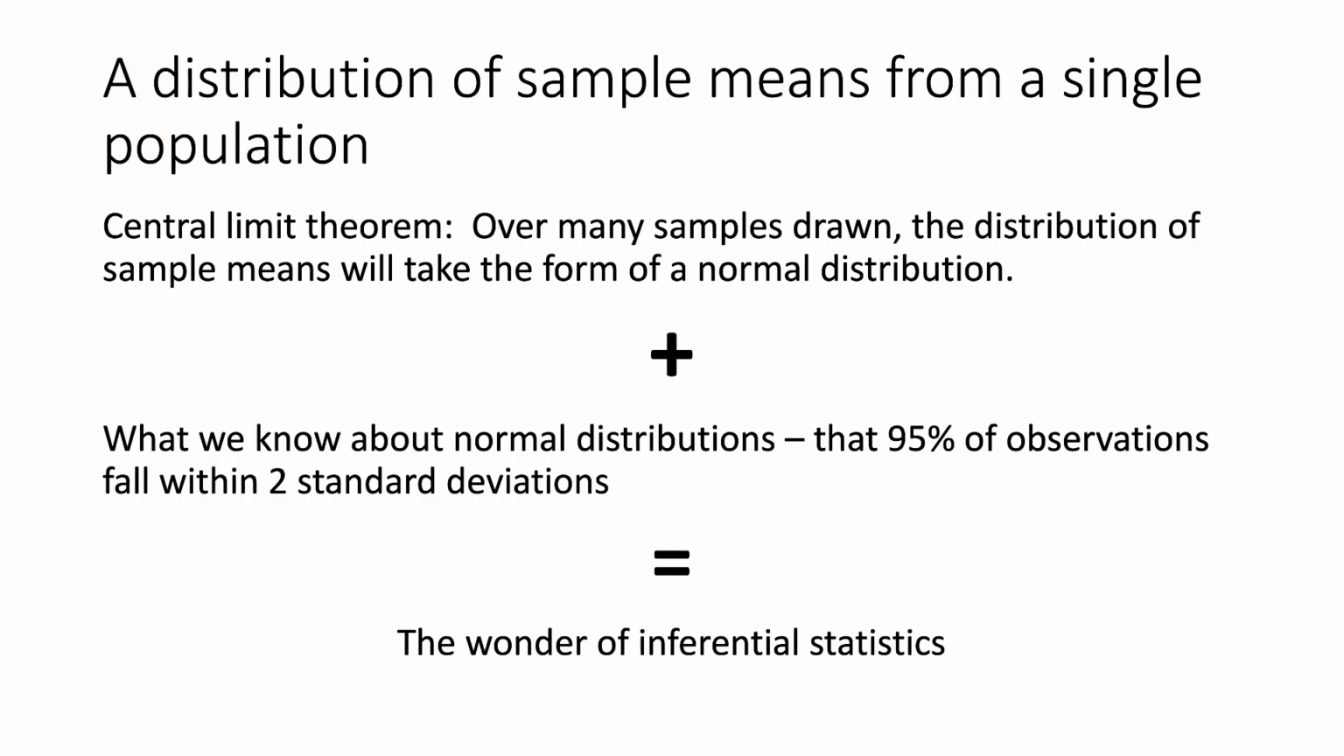Over many samples drawn, the distribution of sample means will be a normal distribution. You can add that to what you know about normal distributions, that 95% of observations are going to fall within 2 standard deviations. And you put those together and you get the wonder of inferential statistics.